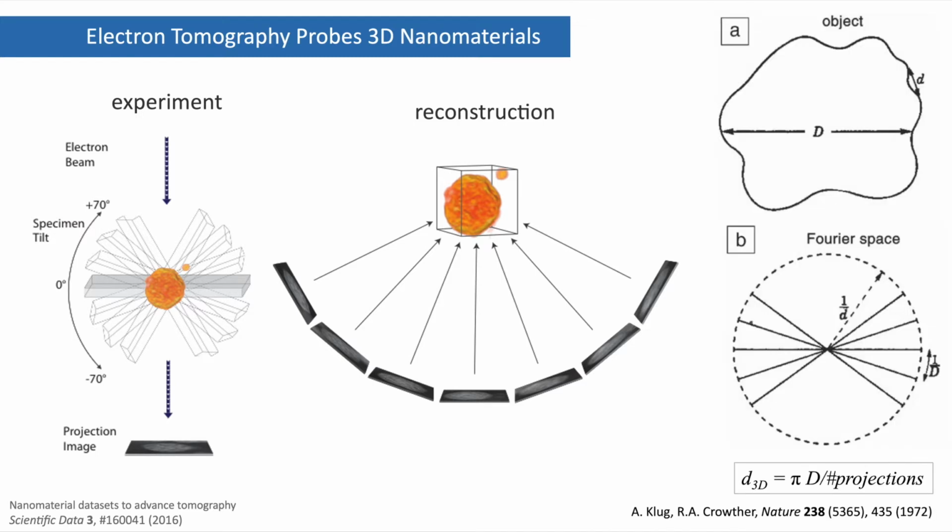It's the Crowther criterion that describes the number of projections we need for our reconstruction. Each projection in real space maps to a plane of information in Fourier space, and it's the missing information between each plane that limits the resolution and the total size of an object we want to reconstruct. So the Crowther criterion states that if we want better resolution, and we want to reconstruct larger objects, we will need more projections.